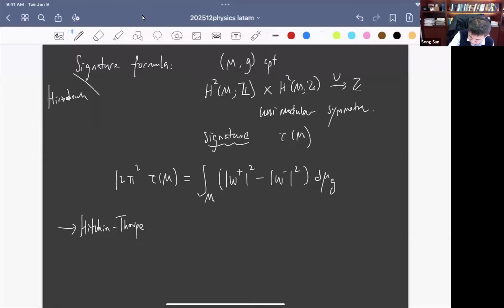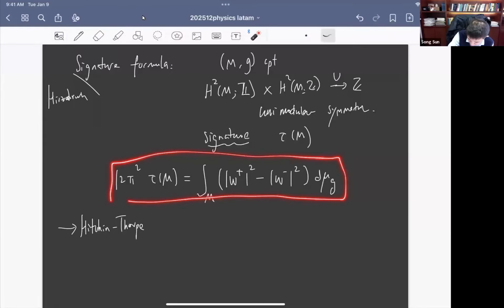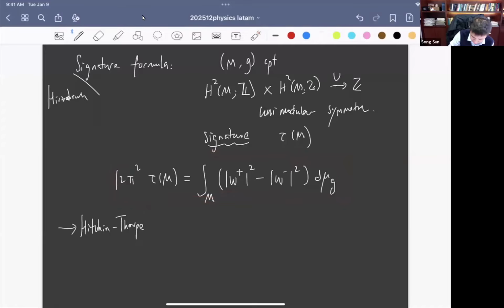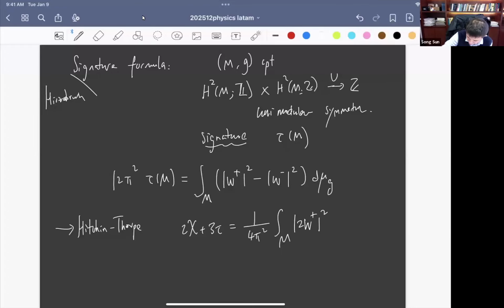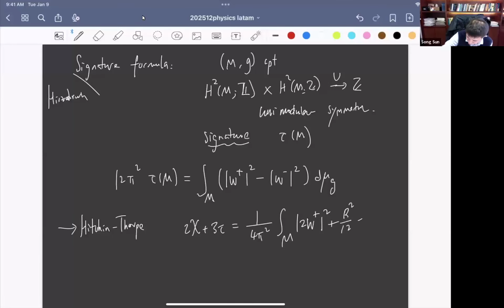But the signature formula itself does not constrain the Einstein metric. It's just about Weyl curvature. It's a conformal invariant. Okay, so it's 2 chi plus 3 tau equals 1 over 4 pi squared integral over M, and then you cancel W minus squared, you get only W plus squared plus scalar squared over 24 minus traceless Ricci squared d mu g. And if you do 2 chi minus 3 tau, you get 1 over 4 pi squared integral over M of 2 W minus squared and so on.